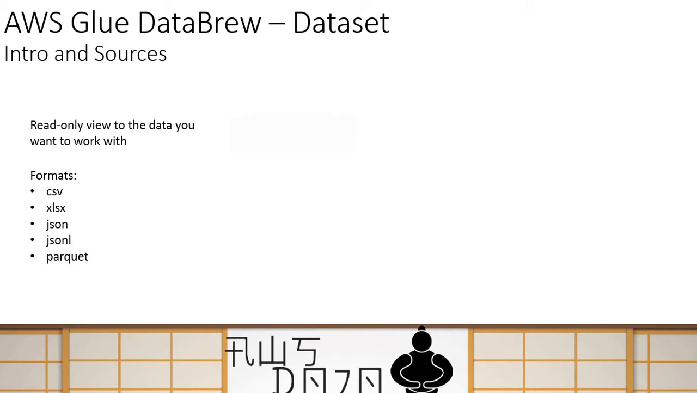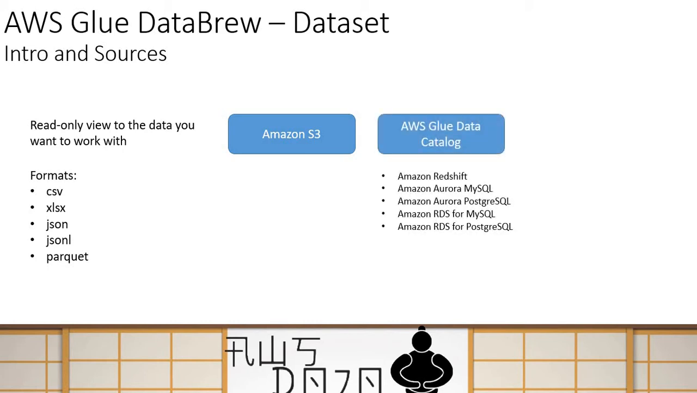Now, AWS DataBrew datasets support data stored in multiple places, and one of the places where you can keep your data is Amazon S3. That means you can keep your data inside an S3 bucket. Or you can also read your data from the Glue Data Catalog.